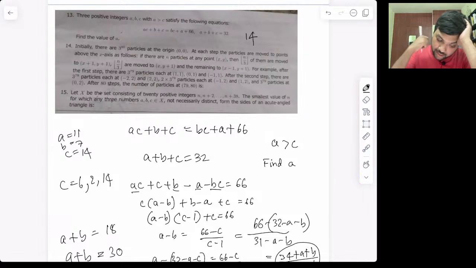Okay, problem number 14. Initially, there are 3 power 80 particles at the origin, 0, 0. So it started at 0, 0. At each step, the particles are moved to points above the x-axis as follows. If there are n particles at x, y, then floor of n by 3 of them are moved to x plus 1, y plus 1. Why do you need floor when they've written only power of 3? Okay, 1/3 of them are taken.